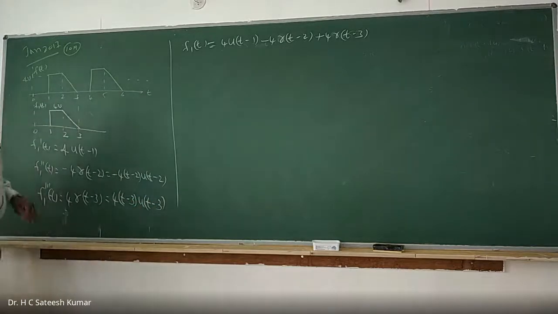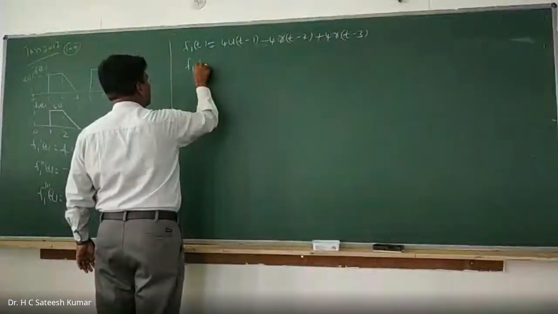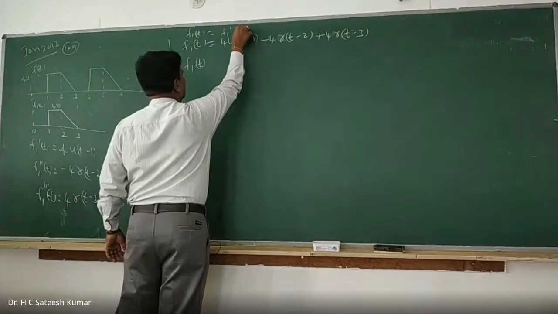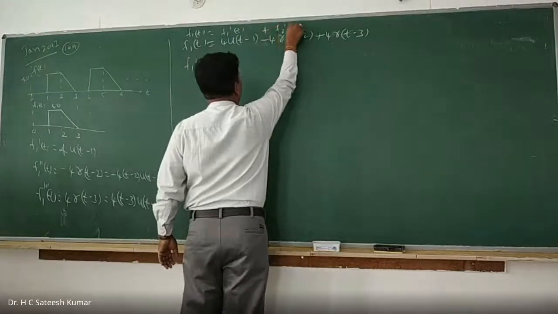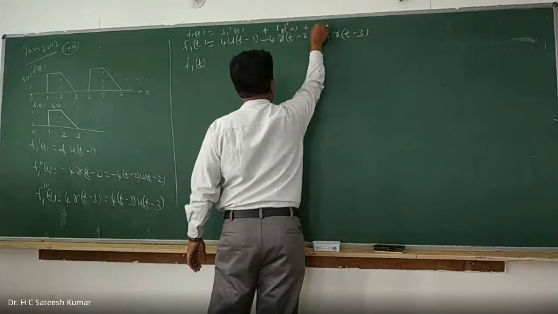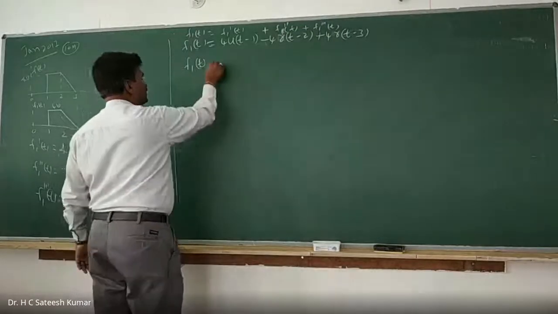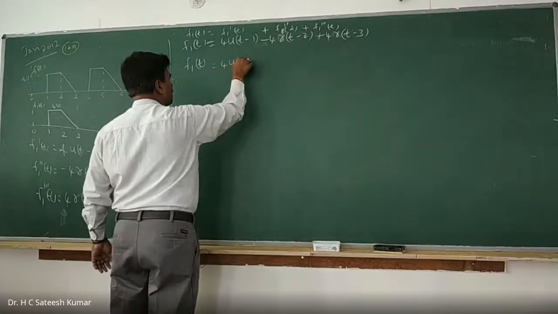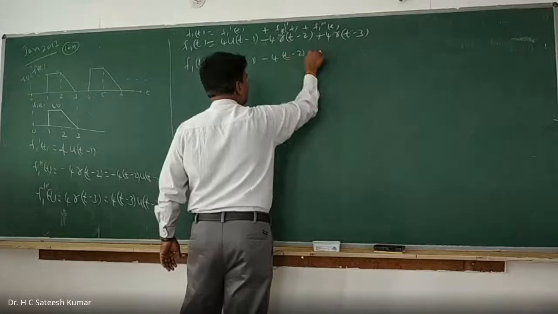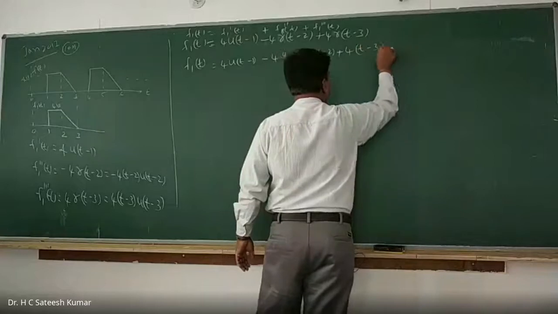So therefore, what is that? This can be written as f1 of t equals f1 dash of t plus f1 double dash of t plus f1 triple dash of t. So f1 of t is equal to 4 into u of t minus 1. Write it in terms of step: 4t minus 2 into u of t minus 2 plus 4t minus 3 into u of t minus 3.